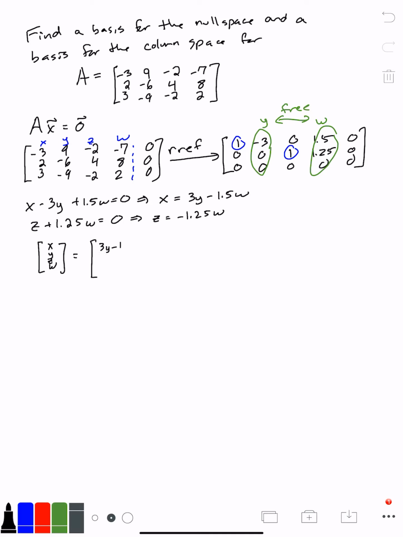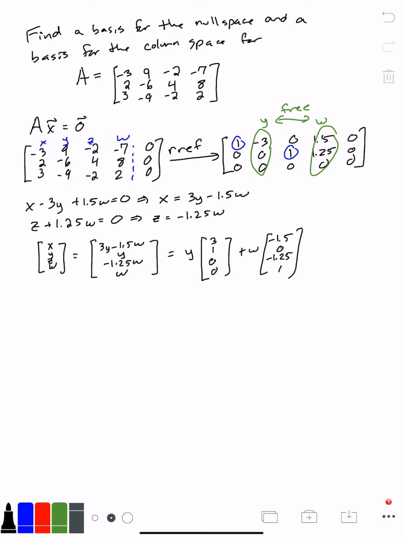X is 3y minus 1.5w. Y is y. Remember, we leave the free variables alone here. We're just changing our pivot variables in terms of the free variables. And then once you've done this, you break it apart into the y vector, which would be 3, 1, 0, 0, and the w vector, negative 1.5, 0, negative 1.25, 1.